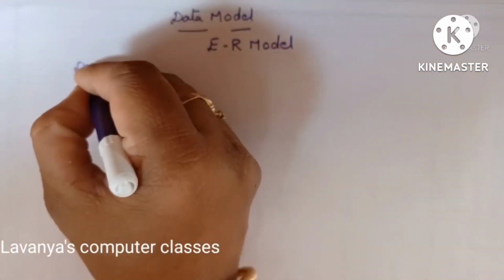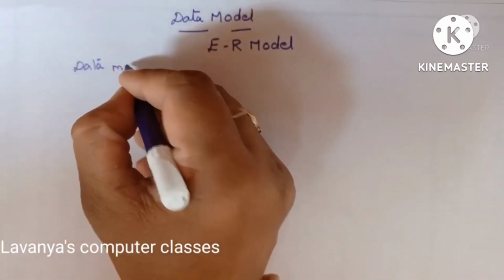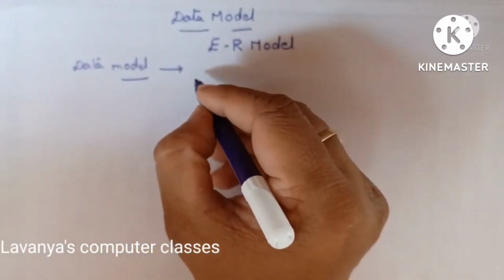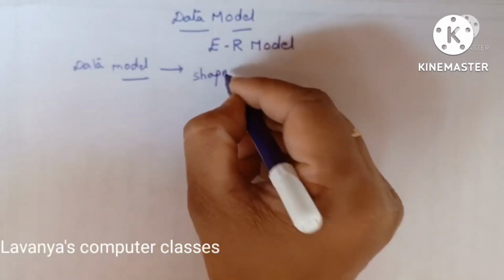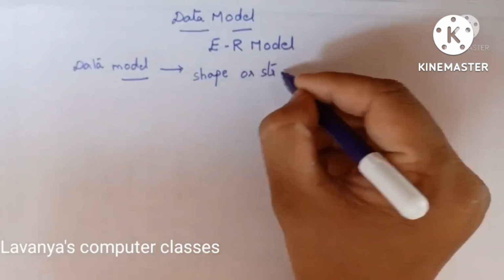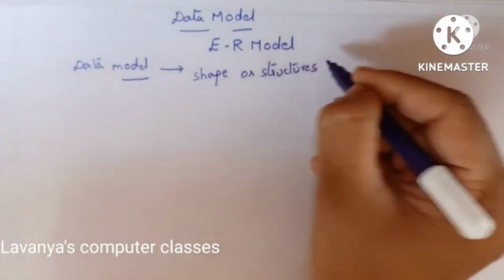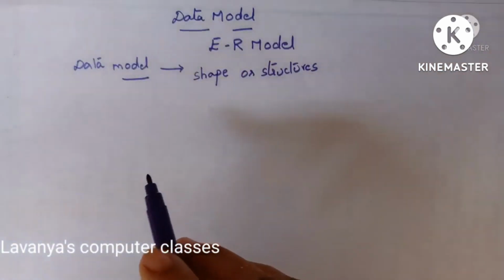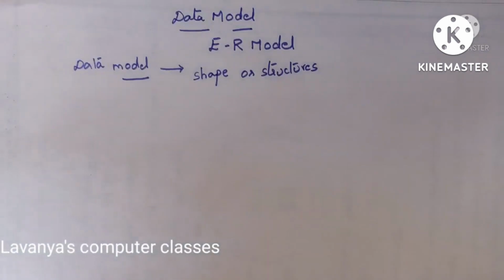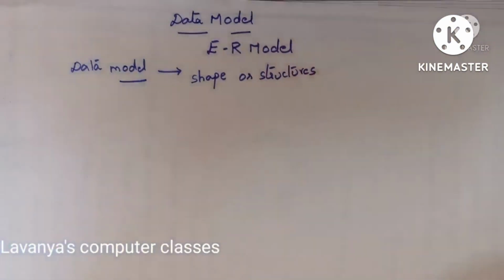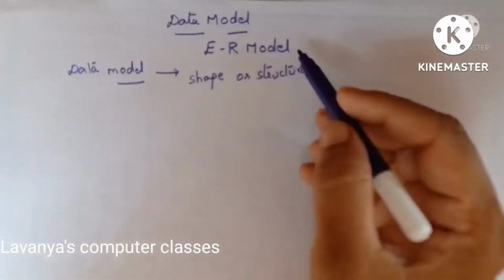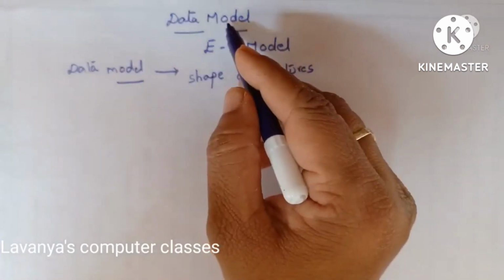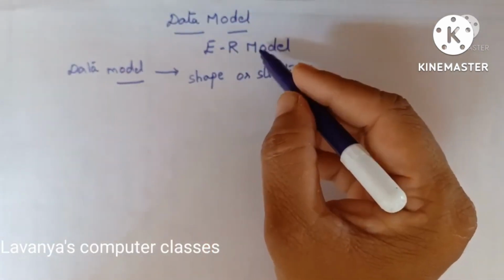Data model is a model that is used for representing the shape or structure of the database, how the database looks. What is the structure of the database? Everything is explained in the data model. The data model makes it easier to understand the meaning of the data by its structure. If we just see the structure of the database, then immediately we can understand what type of data there is, what the structure is, and what fields are available. That is explained by the data model.